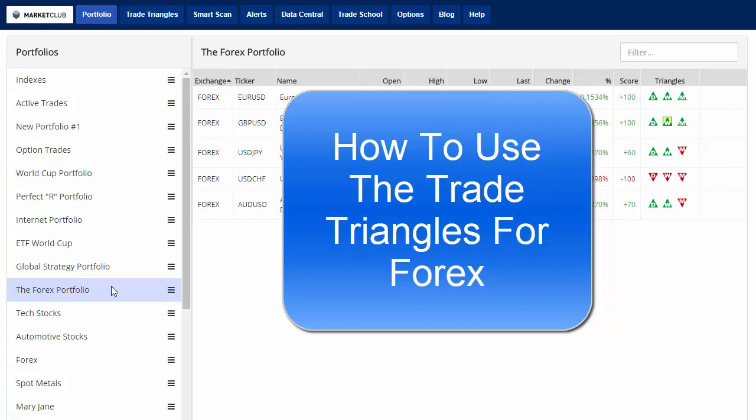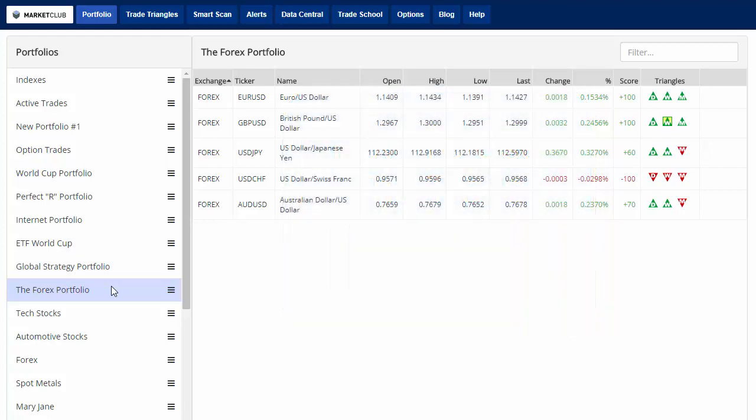And today we're going to be covering Forex and how to use Market Club and the trade triangles to trade Forex. And the first thing I tell people when they call and ask me about Forex and what to do is I tell them to create their own Forex portfolio. This gives them an area to go and quickly reference where the trade triangles are and where they scan versus using the trade triangle scan. Reason being, the trade triangle scan will return a lot of exotic pairs that a lot of people don't have access to in their Forex portfolios.